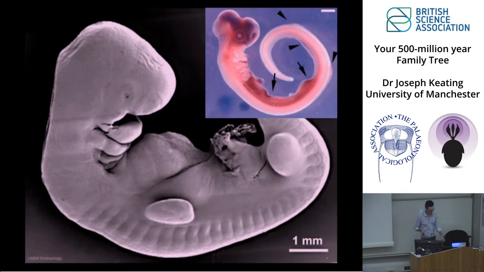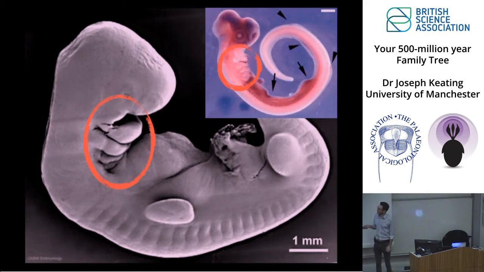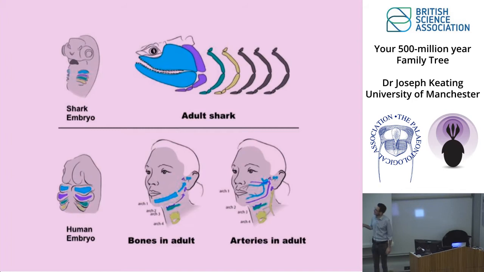The first thing to illustrate is the series of ridges and slits that just sit behind the head, and these are called the pharyngeal arches. In sharks, these pharyngeal arches develop. The first arch develops into the jaws, and then the preceding ridges develop into the cartilage gill supports. The slits develop into the gills, the gill slits. In humans, again, the first ridge becomes the lower jaw, and then the preceding ridges become facial nerves in the neck and the jaws.